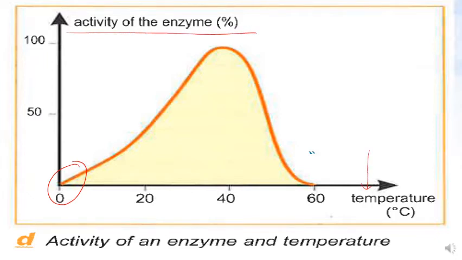As the temperature increases from 0 to about 37 here, so this is 37, this is the optimum temperature, and this temperature is the best temperature for the enzyme to work. The activity of the enzyme was 100. And then as the temperature increases from 37 to 60, the activity decreases back to the minimum.